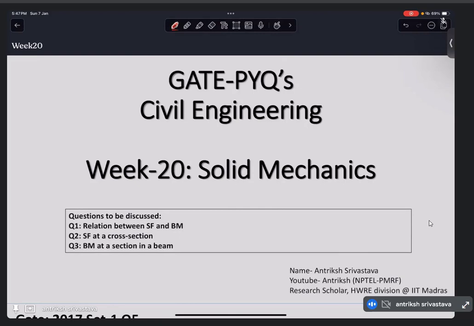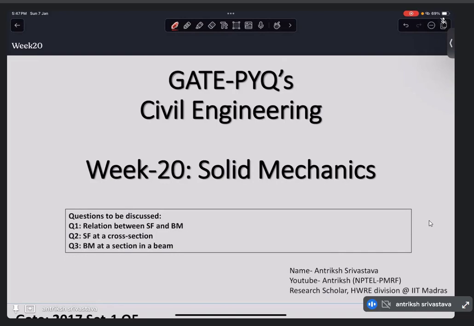we'll take this week 20 session, that is solid mechanics or strength of materials, whatever you want to call it. I am currently out of station, so we are not going to go through a lot of questions, just 3 previous year questions. I have to be somewhere at 7 o'clock, so I have started this meeting a little early, because I don't want to get this postponed and again get into conflict with the NPTEL team. So let's start with that.